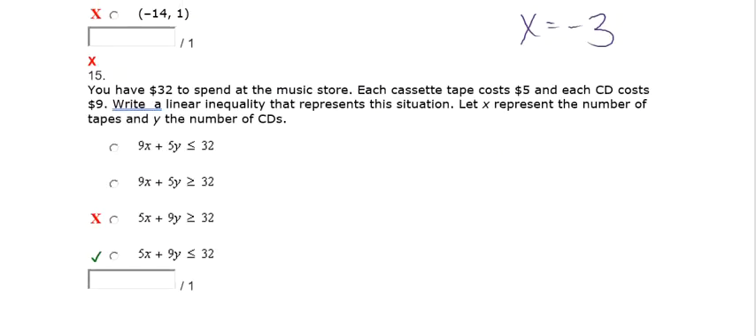And the last one is just writing an equation, an inequality. It says you have $32 to spend at a music store. Each cassette tape costs $5, and each CD costs $9.